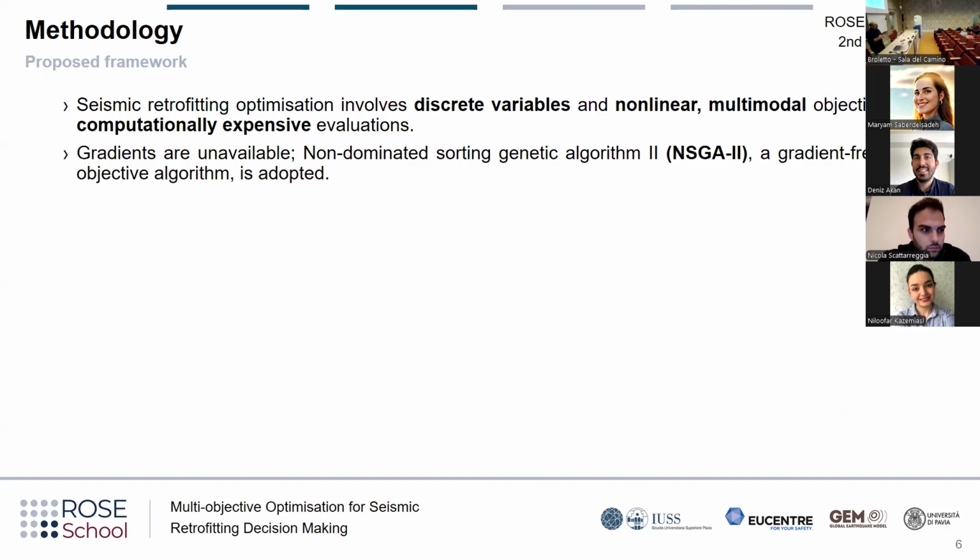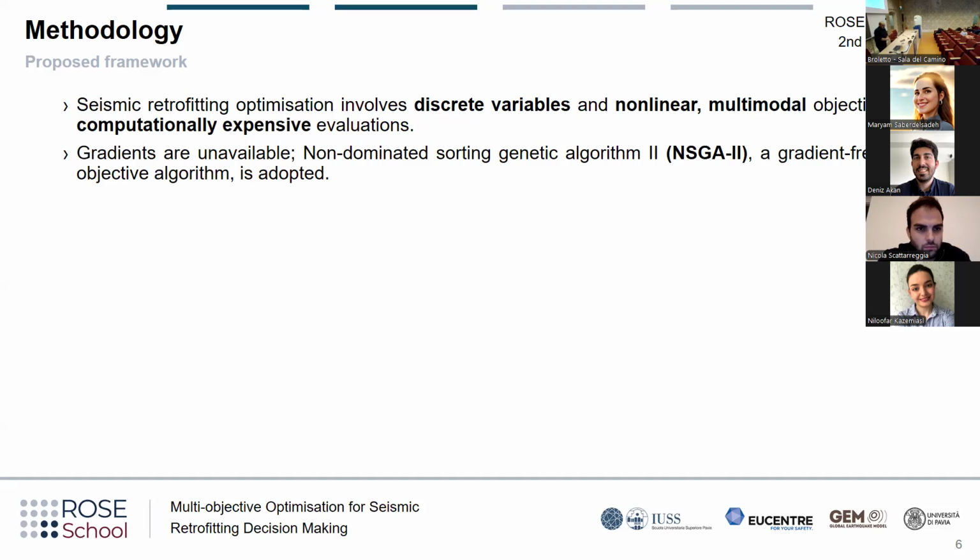It has discrete variables, yes and no questions. It has discrete variables with different kinds of detailing of the retrofitting. And usually objectives are nonlinear and multimodal, and they are expensive to evaluate. So the gradient is not a solution. We don't have a gradient. So we will adopt a gradient-free multi-objective optimization algorithm, which is NSGA-II.